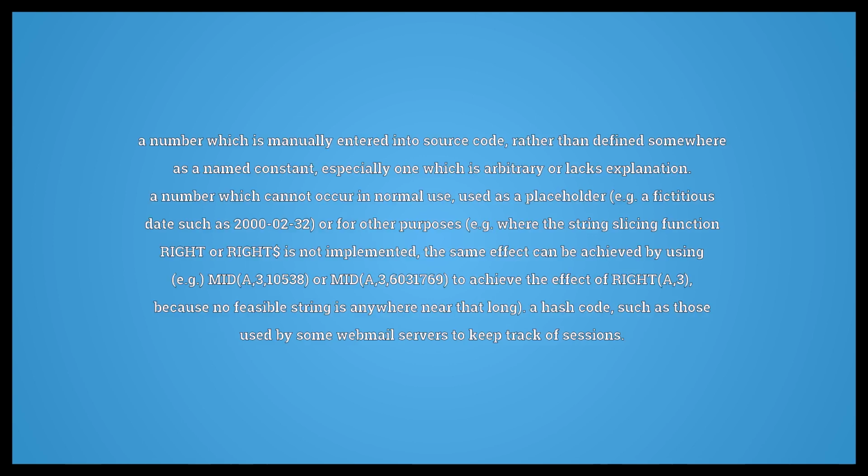A number which is manually entered into source code, rather than defined somewhere as a named constant, especially one which is arbitrary or lacks explanation, a number which cannot occur in normal use, used as a placeholder, e.g., a fictitious date such as 200023 or for other purposes, e.g., where the string slicing function right or right is not implemented.